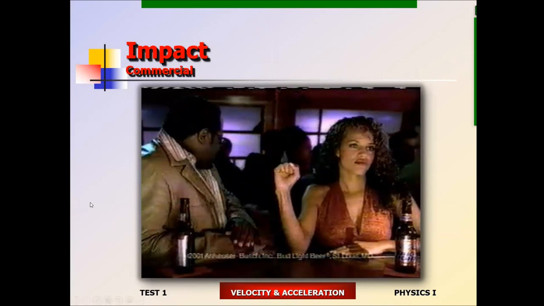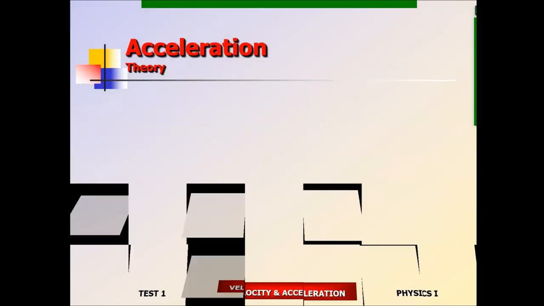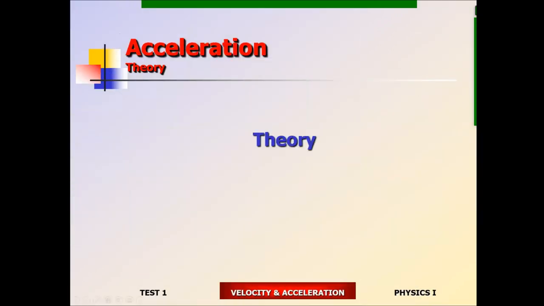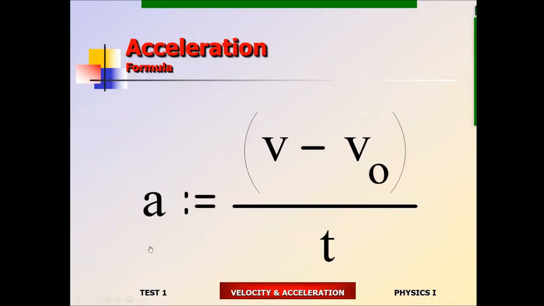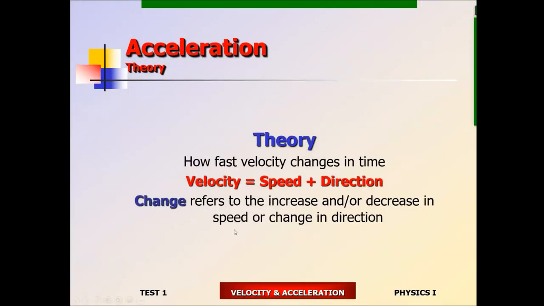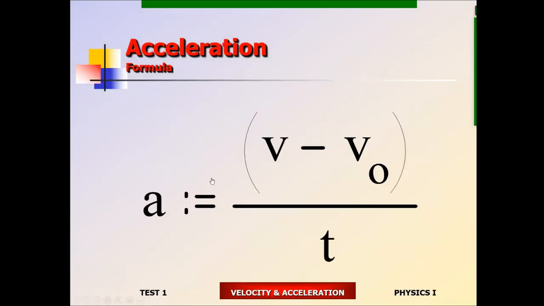All right, so impact is something that we discussed quite a bit within the context of acceleration, right? So acceleration is how fast the velocity changes in time, how fast you speed up, how fast you slow down, how fast you change direction. So speeding up, slowing down, and changing direction is referred to as acceleration. The generalized formula that we're using for acceleration is the average acceleration formula. So the velocity goes from this value to the next value within this time period. So that's going to give you the average acceleration.